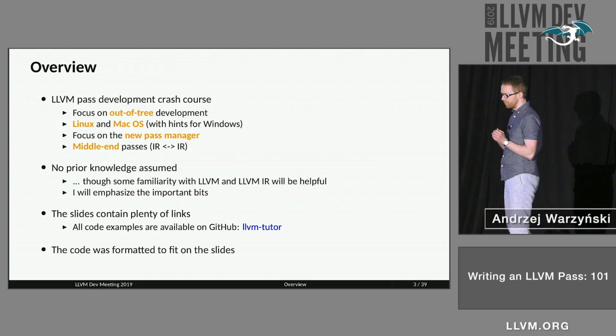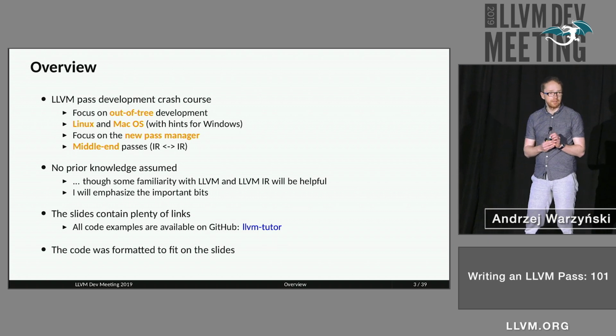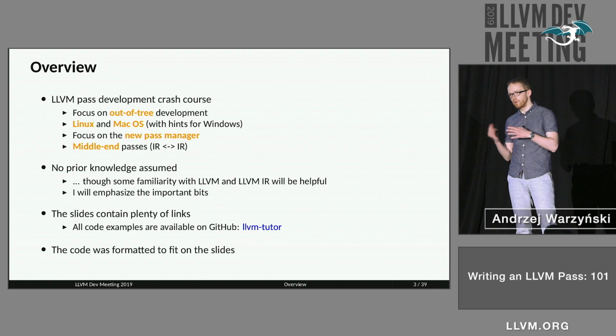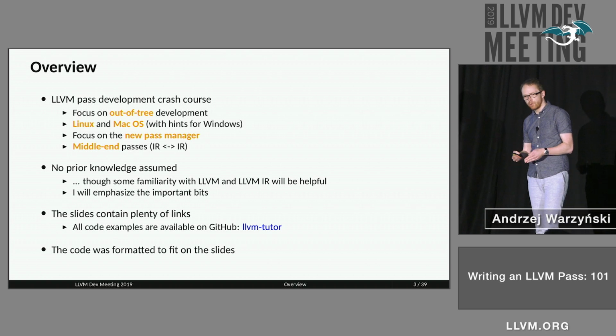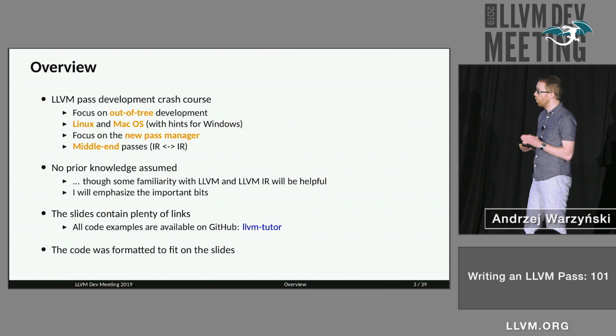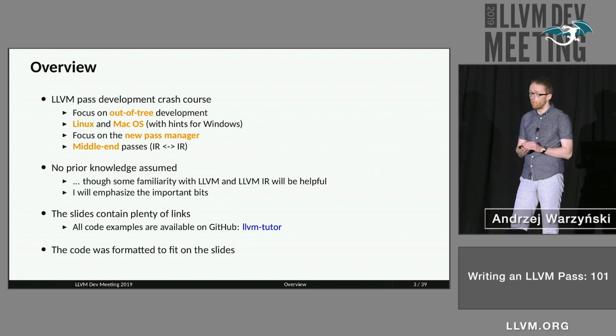This tutorial is about writing LLVM passes. It focuses on out-of-tree development. Reason being, it gives you a nice isolation, and we can focus on the problem we're trying to learn about. And even if you work in tree, I think it's still relevant because, again, you focus on the stuff that's important right now. All the examples that I'll present, I've tested them thoroughly on Linux and Mac OS.